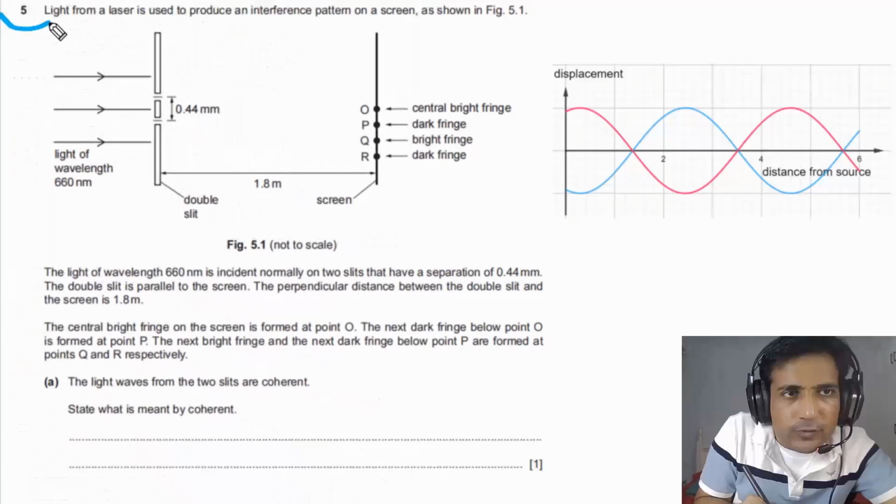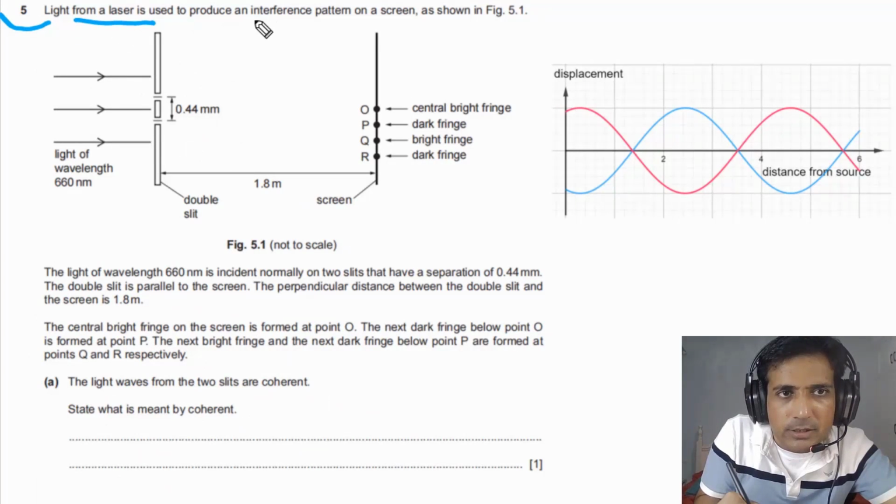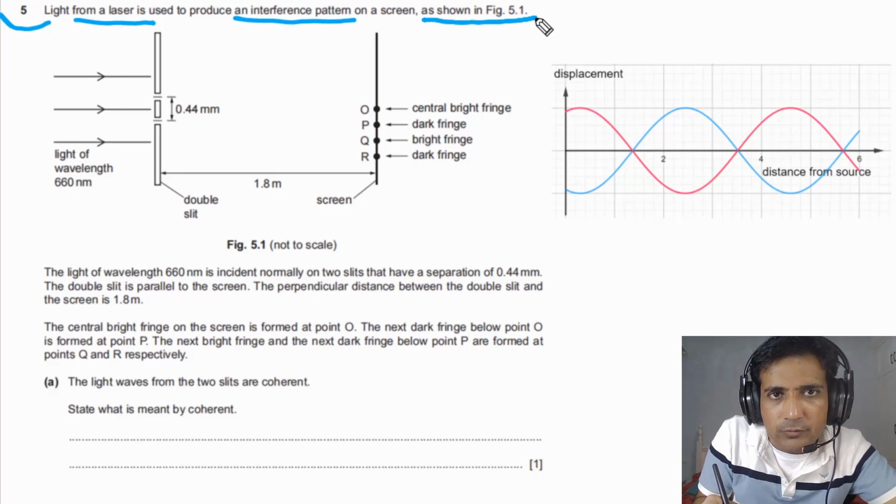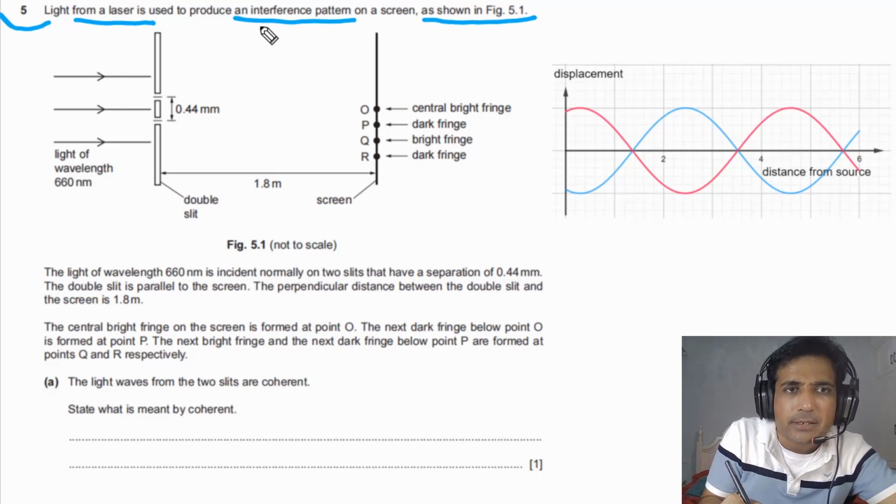For question number 5, it is given that light from a laser is used to produce an interference pattern on a screen as shown in figure 5.1. Interference pattern means that you will see bright and dark fringes on the screen, and that is called an interference pattern.